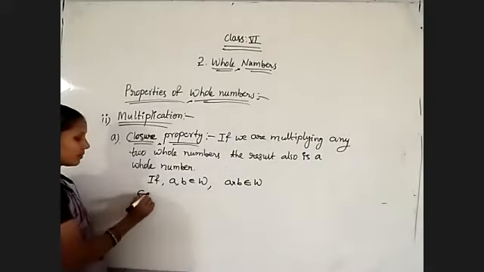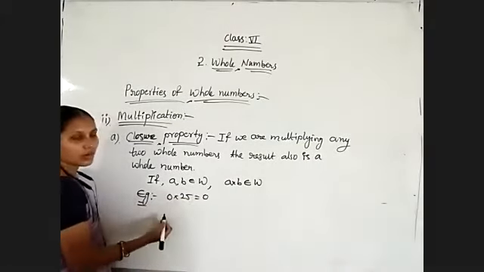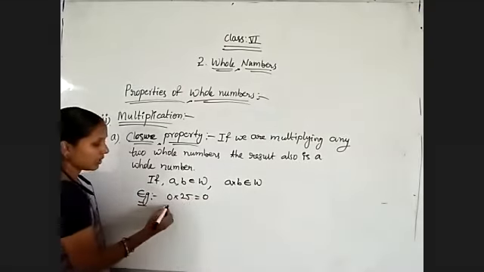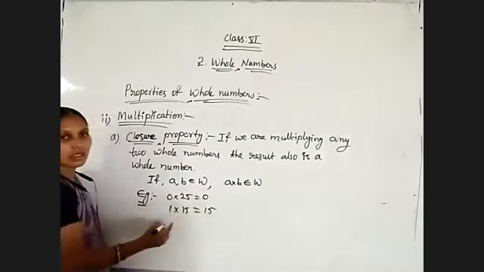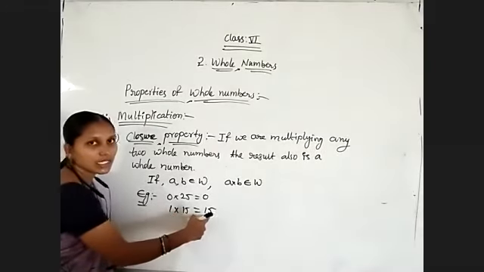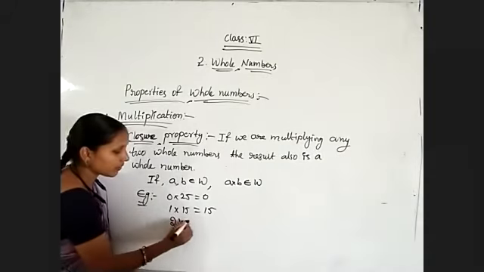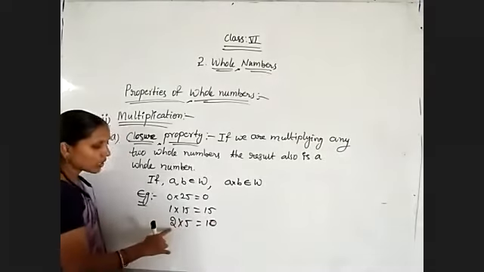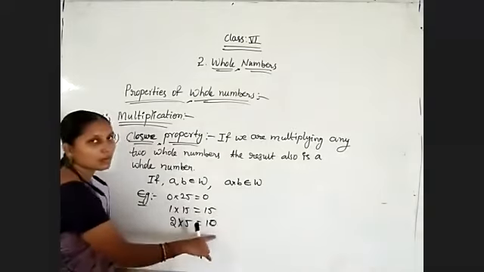So for example, 0 into 25 is equal to 0. 0 and 25 both are whole numbers and the result 0 also is a whole number. And next, 1 into 15. 15 ones are 15. So 1 is a whole number and 15 also is a whole number. And if I take 2 and 5, 2 5s are, sorry, 10. So 2 is a whole number, 5 is a whole number and 10 is a whole number. All are whole numbers.